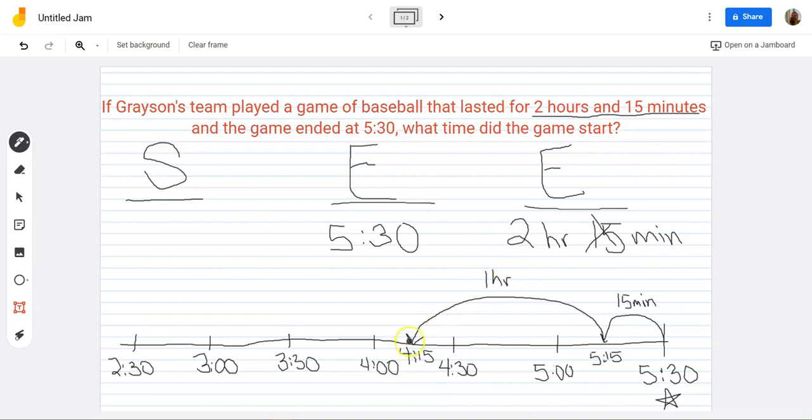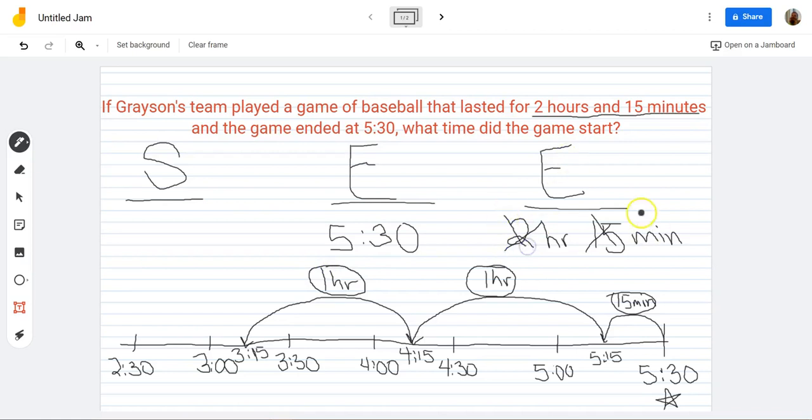Now I still need to go back 1 more hour, so let's do that. Again, I'm here between 4 o'clock and 4:30, so I need to go back an hour and be between 3 o'clock and 3:30. So let's make that jump all the way over here. That's another hour. We've gone back in time. Again, my minutes are staying the same because I only changed the hour. 15 minutes. And we are after the 3 o'clock hour at this point in our number line. So it is 3:15. So now I've used my 15 minutes and I've used my 2 hours.